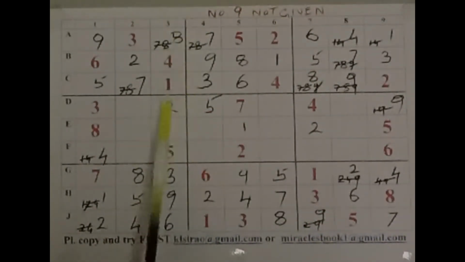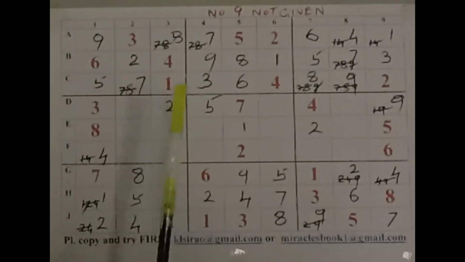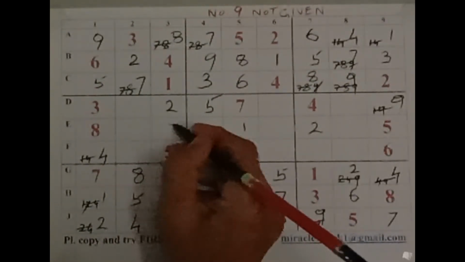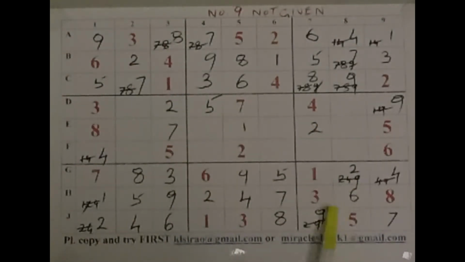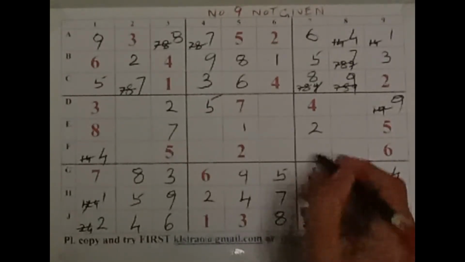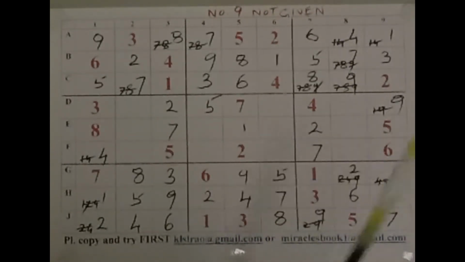Now, this column is having just 1 vacancy now. For what number? 1, 2, 3, 4, 5, 6. 7 is missing. Let us assign 7 here. That's 7 and that's 7. And this 7 above will enable us to write number 7 here.